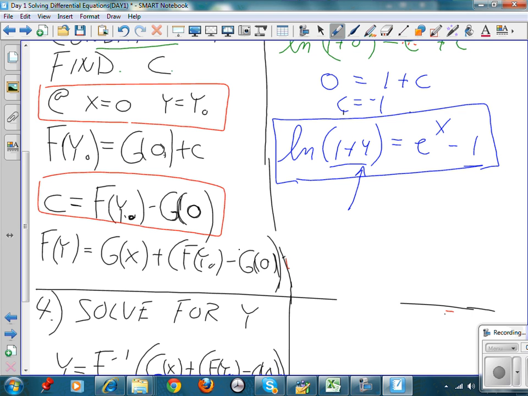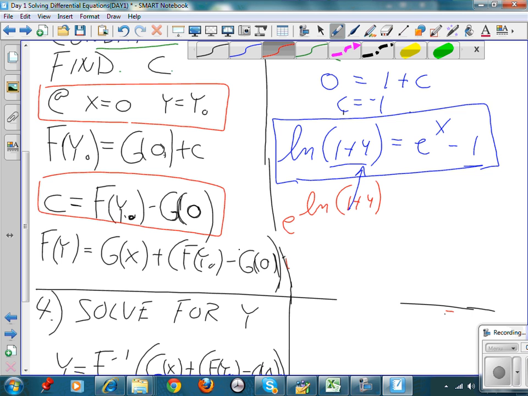We'll go to red, and I'm going to take the e of both sides. So I'm going to take the inverse of both sides. This is a little weird. E to the x. See, I've raised both sides to the e power. What happens to the left side? Well, e to the natural log, these are inverse functions, so I just get 1 plus y is equal to e times e to the x minus 1. What's y going to be? Y is going to be equal to e times e to the x minus 1 minus 1.